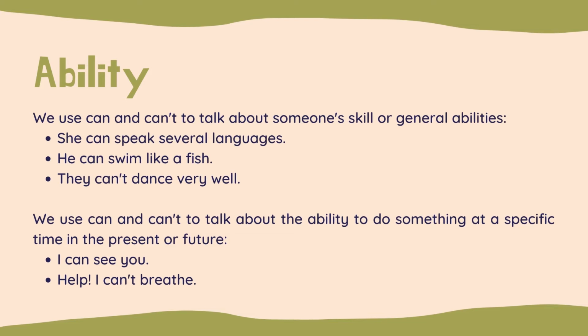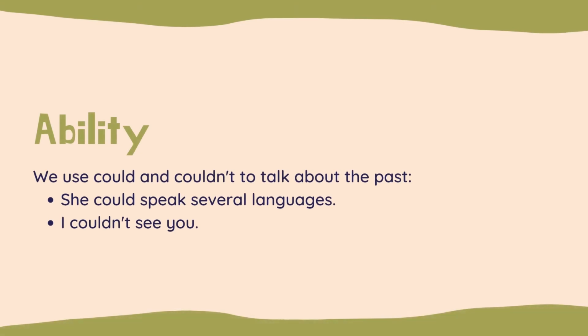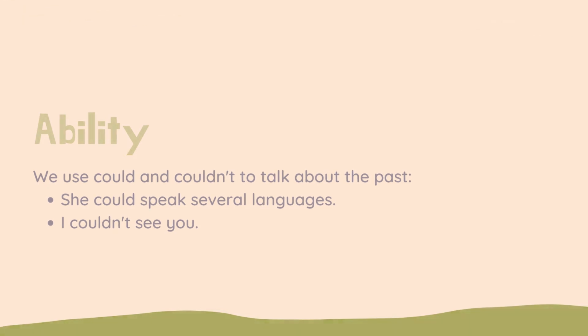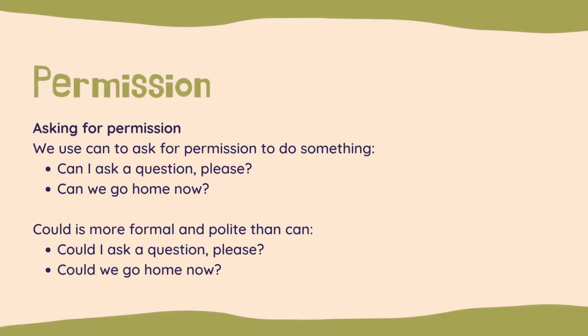We use can and can't to talk about the ability to do something at a specific time in the present or future. I can see you. Help! I can't breathe. We use could and couldn't to talk about the past. She could speak several languages. I couldn't see you.